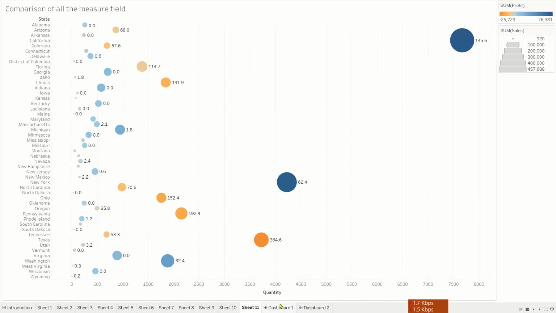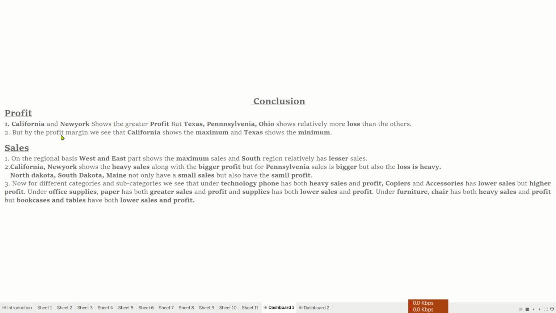So finally we conclude our session with the conclusion that California and New York show the greater profit, but Texas, Pennsylvania, Ohio show relatively more loss than the others. But by the profit margin, we see that California shows the maximum and Texas shows the minimum. Sales on the regional basis: the west and east part show the maximum sales, and the south region relatively has lesser sales.